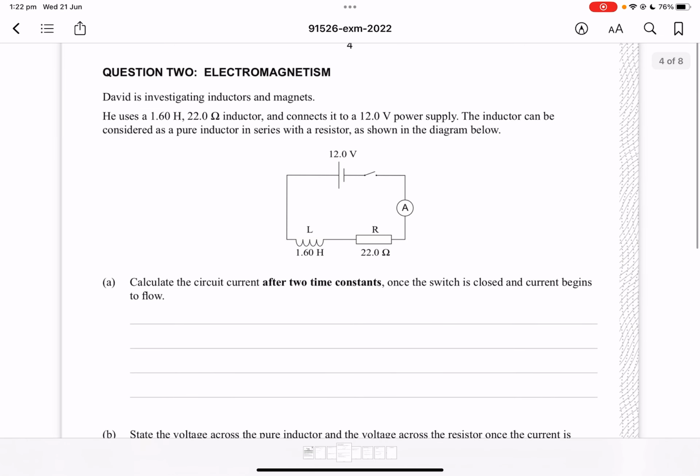So looking at question 2 on electromagnetism. David is investigating inductors and magnets. He uses a 1.6 henry, 22.0 ohm inductor and connects it to a 12 volt supply. The inductor can be considered a pure inductor in series with a resistor as shown in the diagram below.